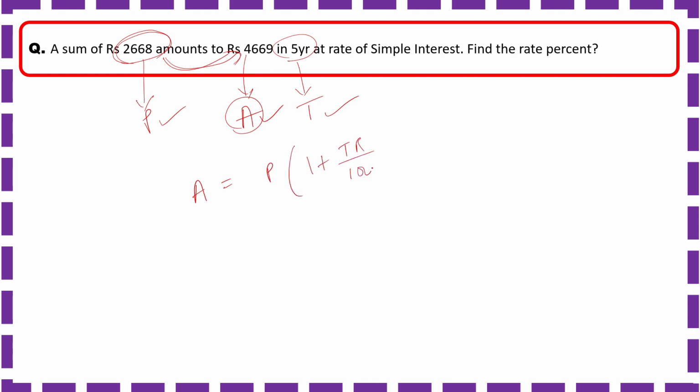A we know, A is 4669. P is 2668 into (1 plus TR by 100). T we know, it is 5. R we do not know, just keep it as it is. So solve this, and we will get R as 15.